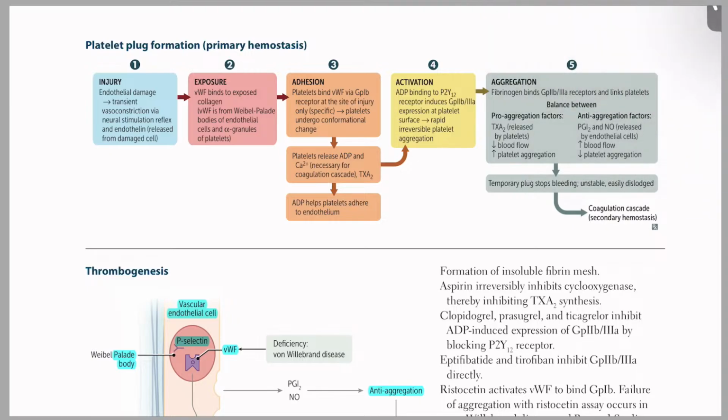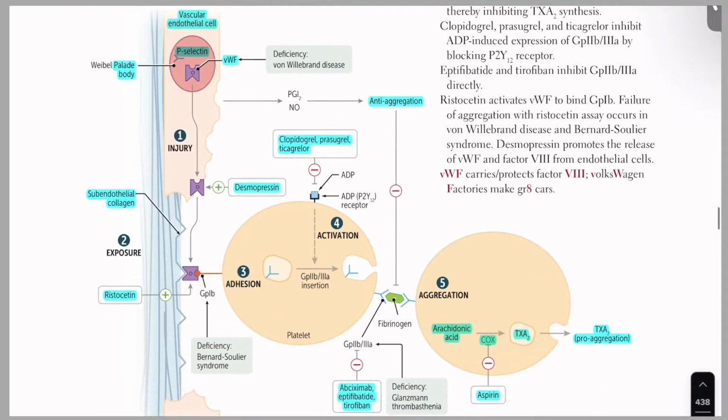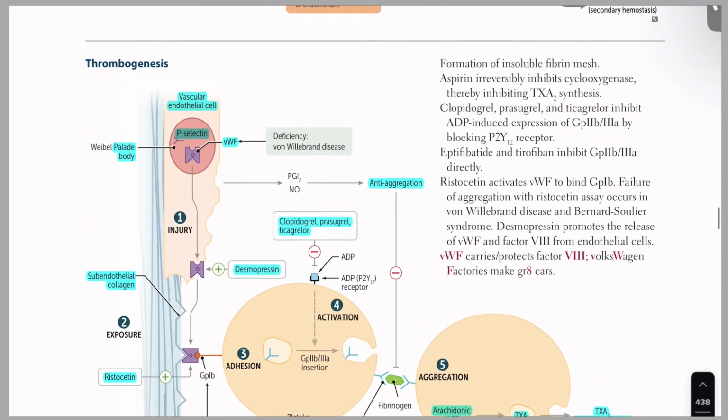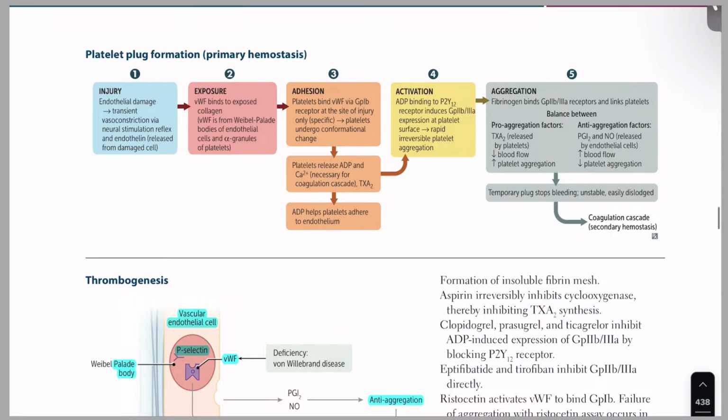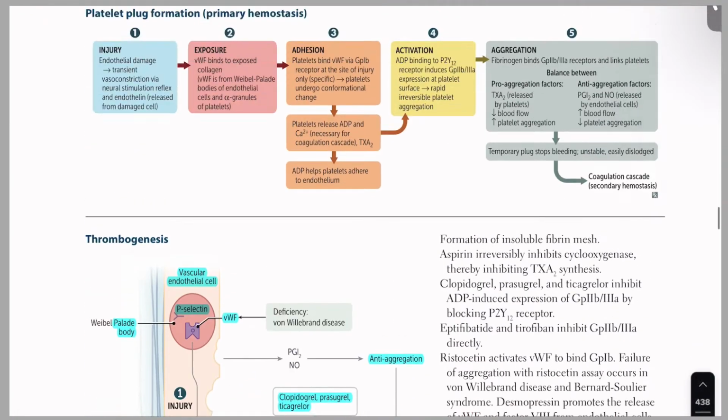Platelet plug formation, primary hemostasis. They have given it in five steps: injury, exposure, adhesion, activation, aggregation. Most likely this is going to be our last page for today.